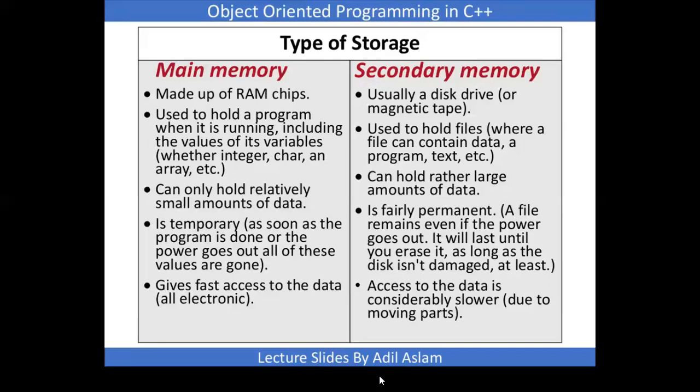As we have said, it is permanent in nature, so a file will remain in the system even if the computer is shut down. It will last until we erase the data. As long as the disk isn't damaged, the data will be there. Access to data is considerably slower, due to movement of the data from hard disk to RAM, then to cache, then to the processor, so here comes data delay. But considerably, the data that can be stored on the secondary disk is huge in size, and the data is long lasting when stored in secondary memory.